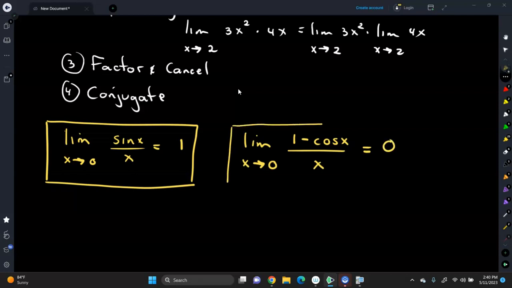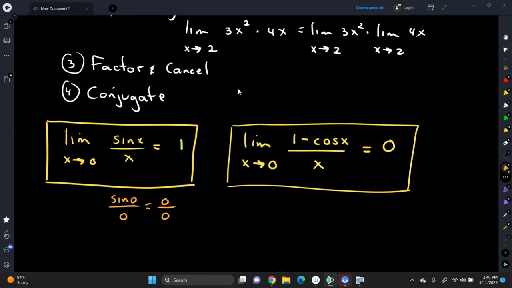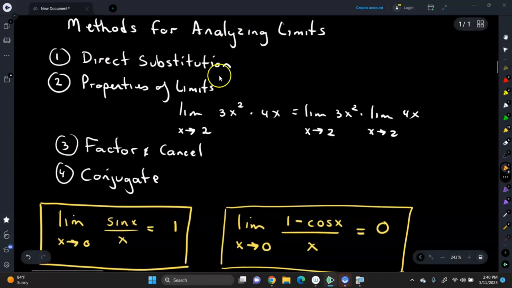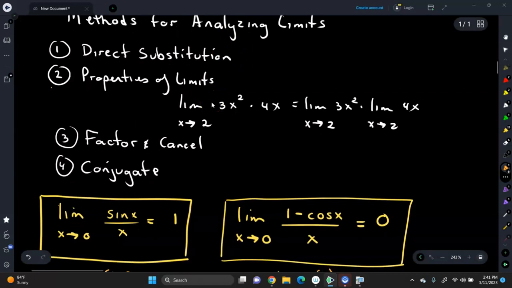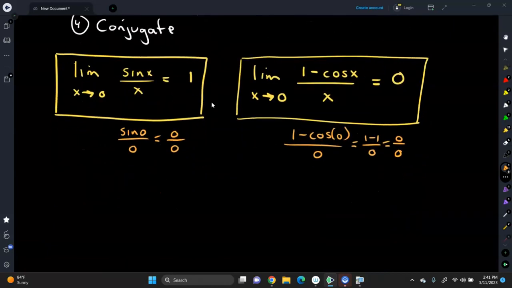If I look at either one of these limits, if we did a direct substitution, I would get sine of 0 over 0, and sine of 0 is 0, so I'd get 0 over 0, right? So we know that's a problem. Here I'd get 1 minus cosine 0 over 0, which is 1 minus 1 over 0, which equals 0 over 0. So both of these are going to be a problem in themselves. So we can't do a direct substitution. So we're going to call this one of the properties of limits, these two rules, because I can't factor, I can't multiply by the conjugate, okay? So I get this 0 over 0.